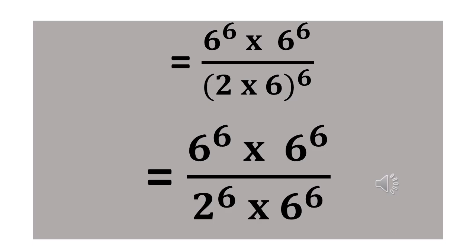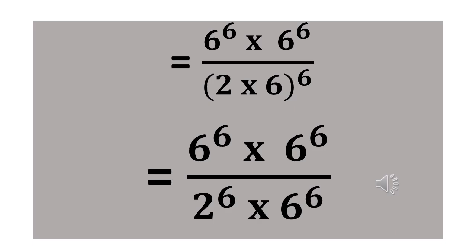So from there we can still simplify it further. The 6 raised to power 6 times 6 raised to power 6, we have already separated those two, but we can separate the denominator as well. So if we separate the denominator, that is 2 times 6 in bracket raised to power 6, that will give us 2 raised to power 6 times 6 raised to power 6.